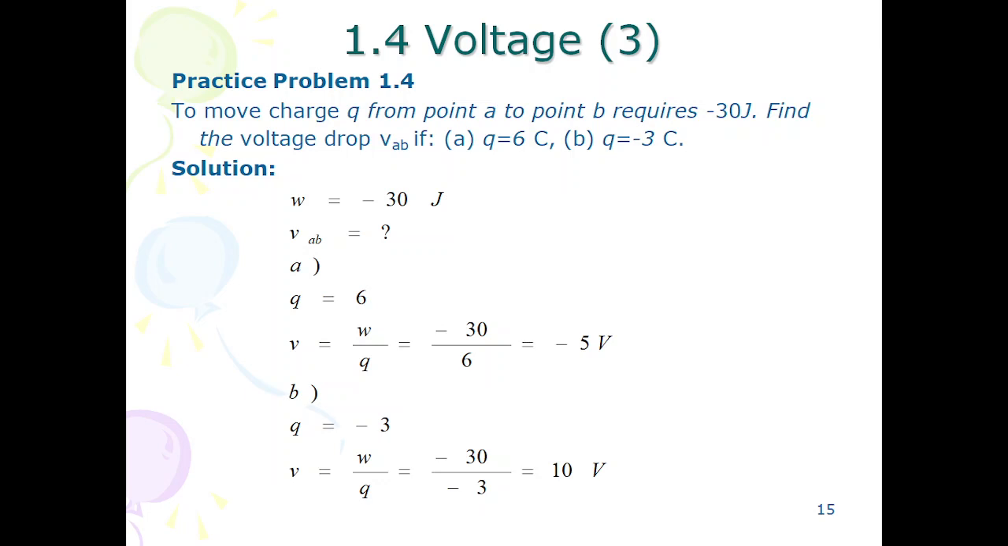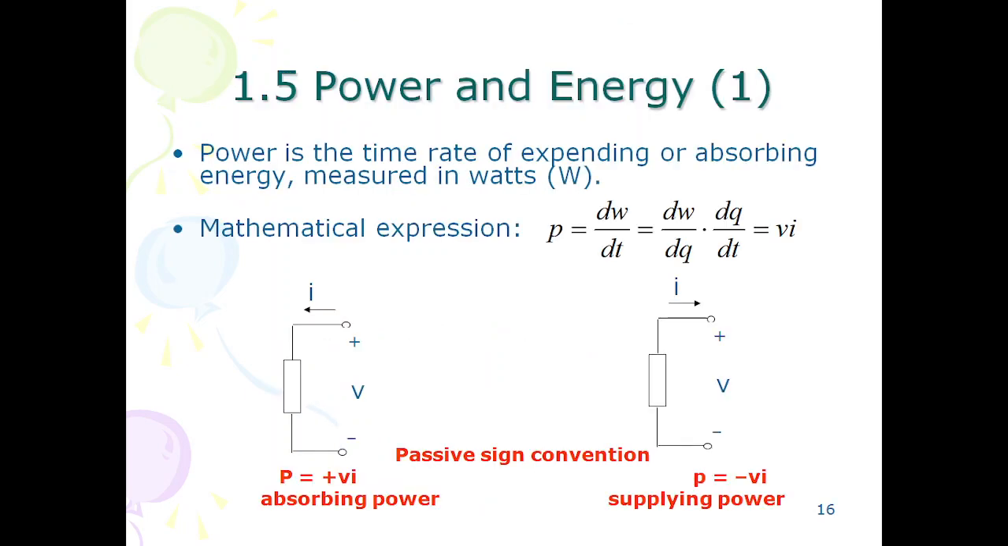In the first part, Q is equal to 6 coulombs. So V is equal to energy divided by charge. Then it is equal to minus 30 divided by 6, which is minus 5 volts. In the second part, energy is equal to minus 30 and charge is equal to minus 3. Minus is cancelled with minus and the answer is 10 volt.